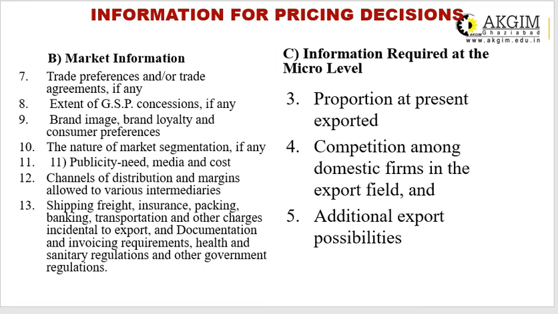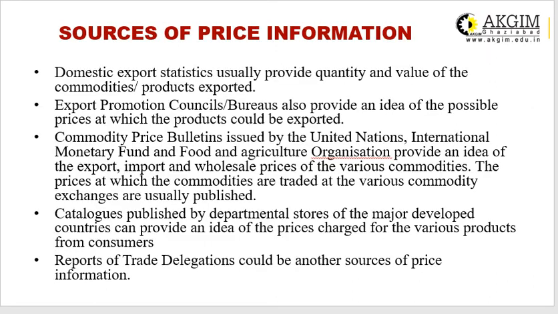Then you talk about the sources of price information. The domestic export statistics usually provide the quantity and value of the commodities or the products that are exported. The Export Promotion Councils and bureaus also provide an idea of the possible prices at which the products could be exported. So these are the various sources from where you can get an idea about the pricing strategies you can use, or information about the various pricing strategies that are used in the market.